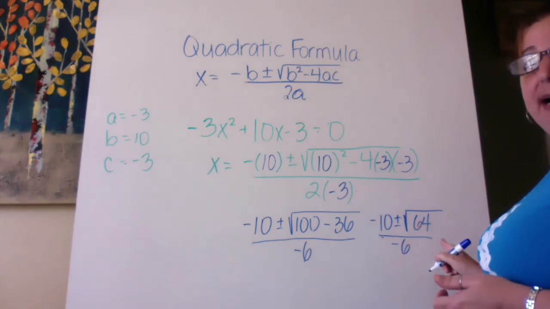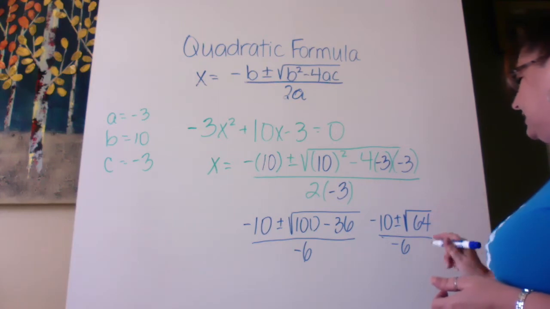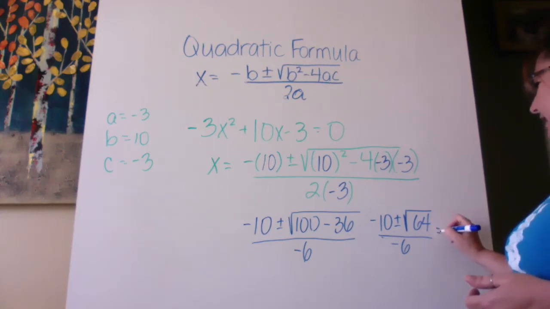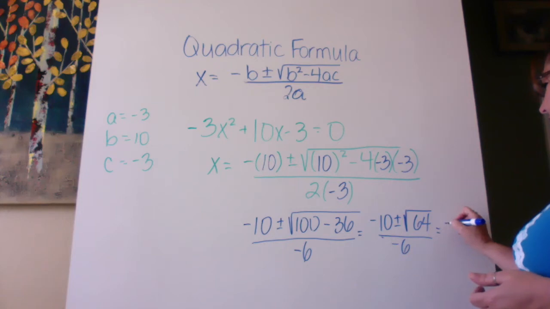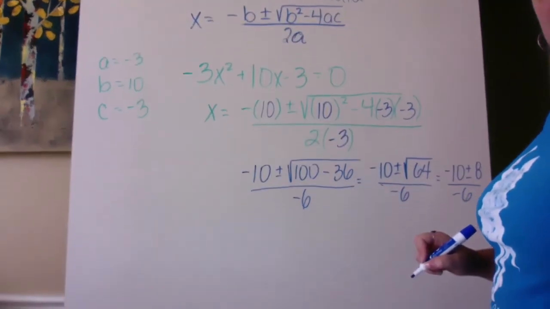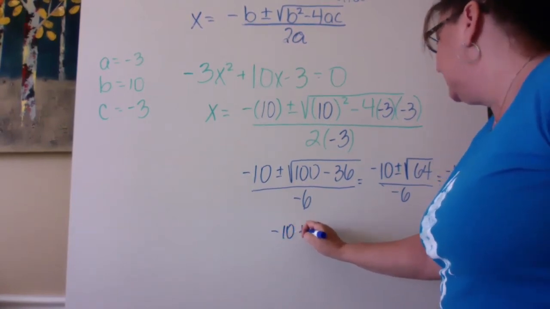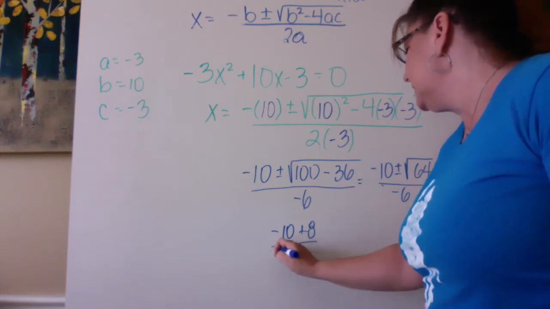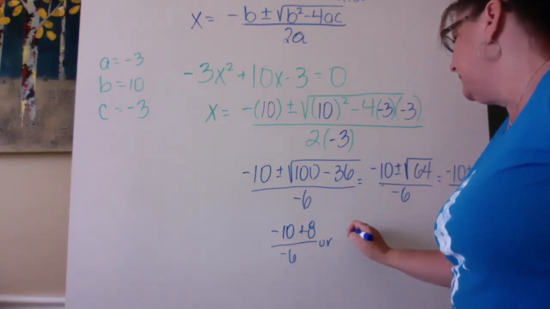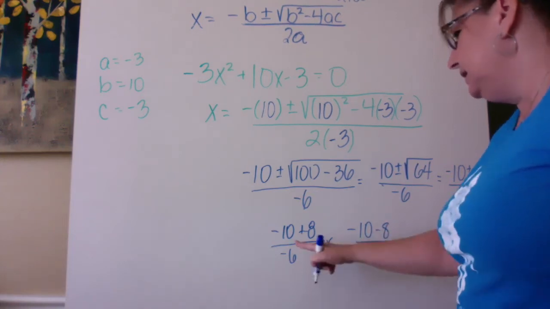And this should be a red flag to you. If you see the square root of 64, hopefully you recognize that as a perfect square. So you're looking at -10 plus or minus 8 over -6. When I go to simplify this, I'm looking at -10 plus 8 over -6, or -10 minus 8 over -6.